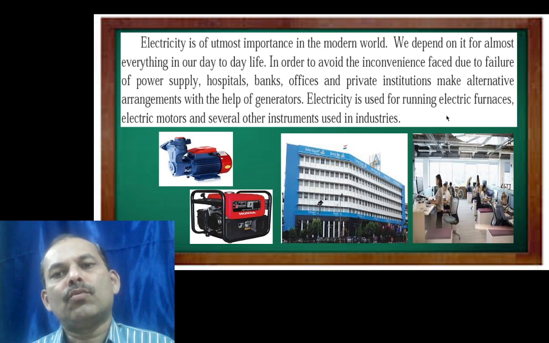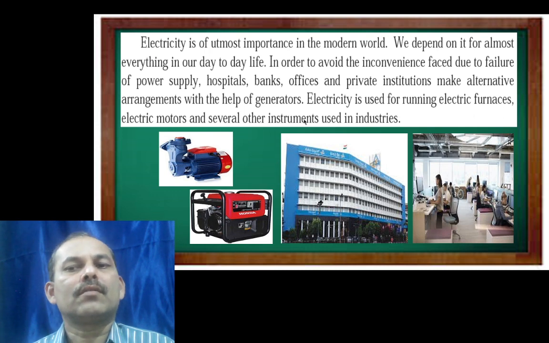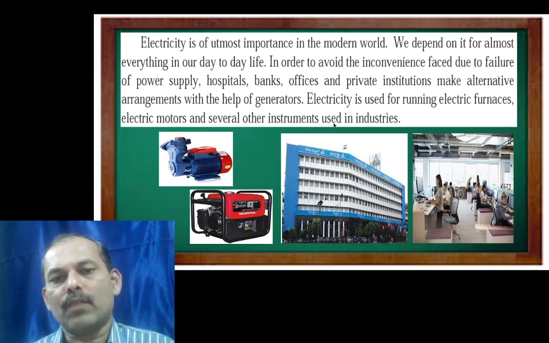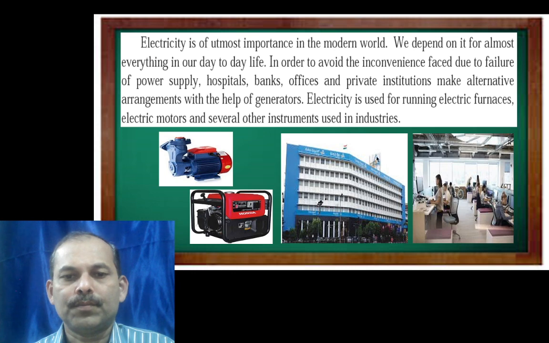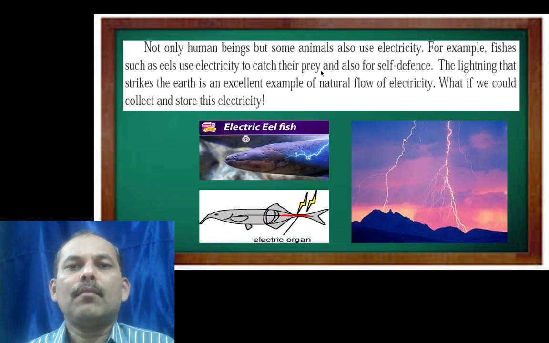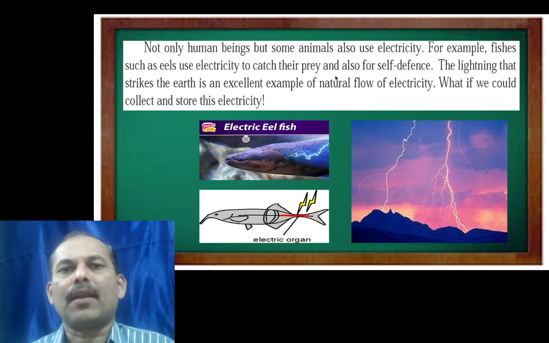Electricity is used for running electric furnaces, electric motors and several other instruments used in industries. Not only human beings but some animals also use electricity. For example, fishes such as eels use electricity to catch their prey and also for self-defense. The lightning that strikes the earth is an excellent example of natural flow of electricity.